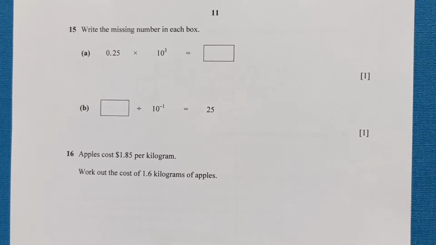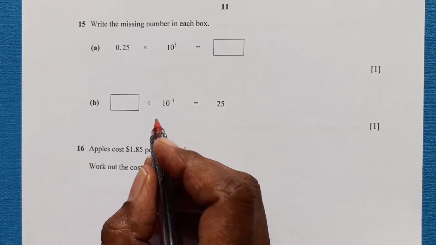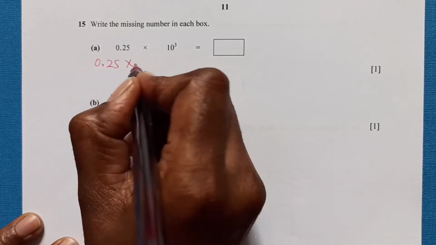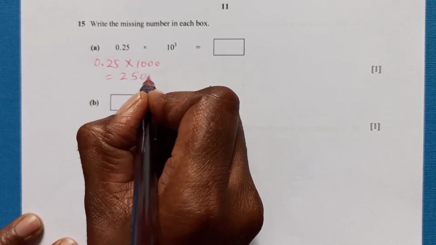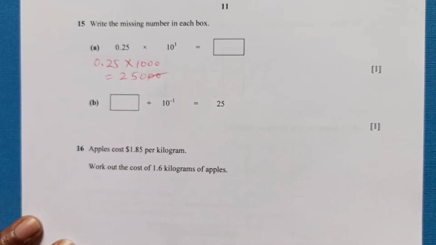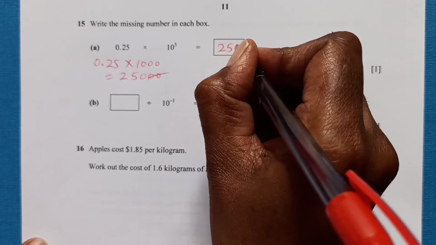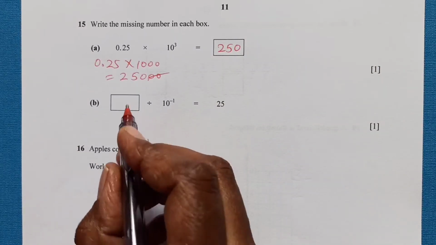Question 15. Write the missing numbers in each box. So let's see what is missing. This is 0.25 times 10 power 3, which is 1000. So what will this become? This is 25,000. We have 2 decimal places, so put 2 decimal places, then we can remove zeros. So our final answer is 250.